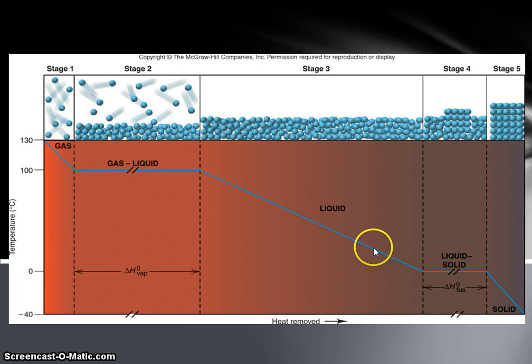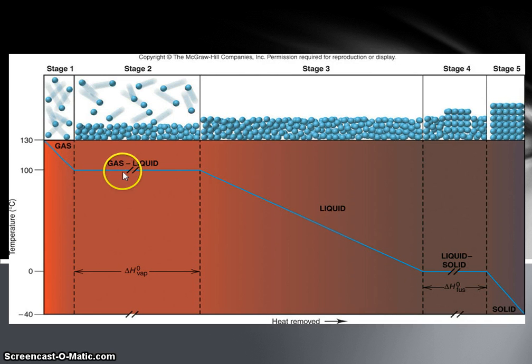That liquid's going to keep heating up, keep heating up, keep heating up until you get it hot enough, in this case 100 degrees Celsius. And at that point, some of these water particles are starting to change into a gas. We have part gas, part liquid. Again, you see that flat line, which tells you there's a phase change happening.